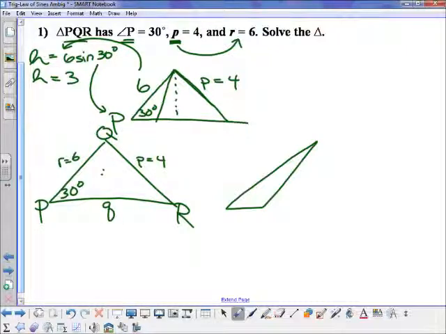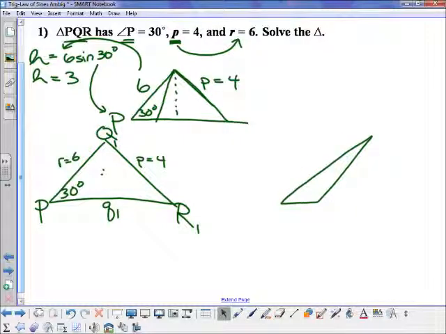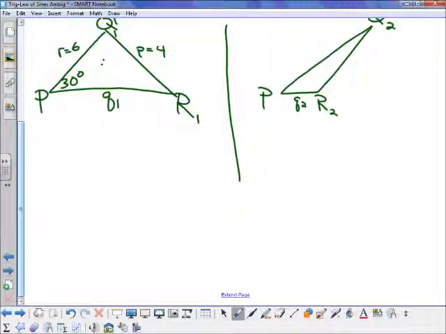Now, since there's two triangles possible, I'm going to label all these things I'm finding with subscript 1. And then when we're done, we will find these things, all subscript 2. So let's go ahead and break this down into two parts.